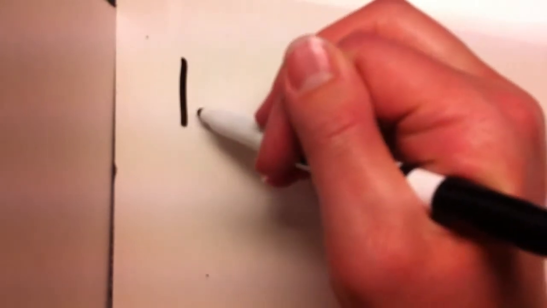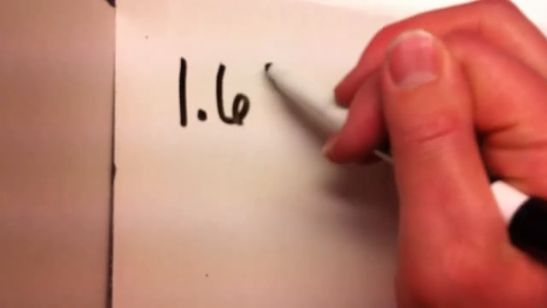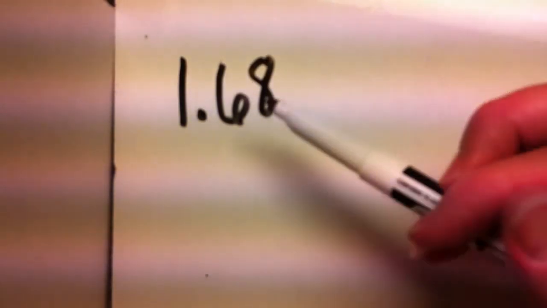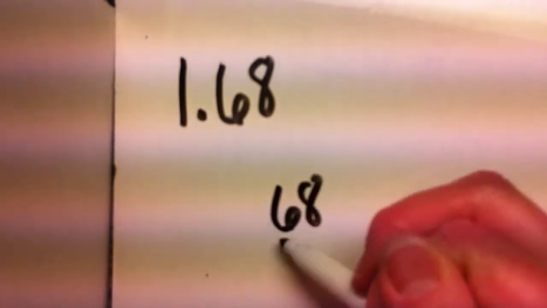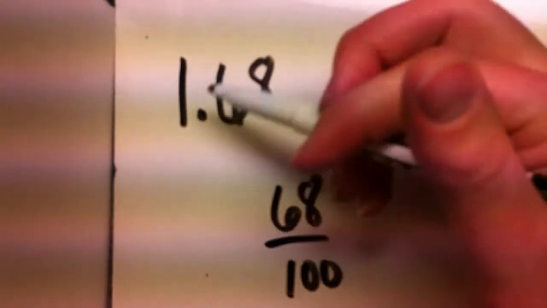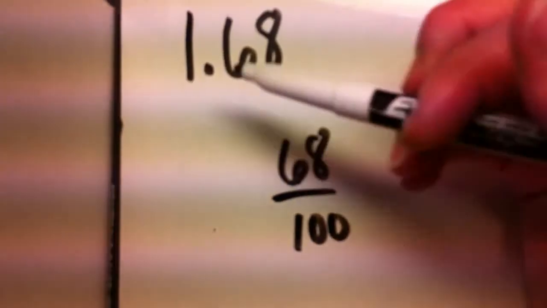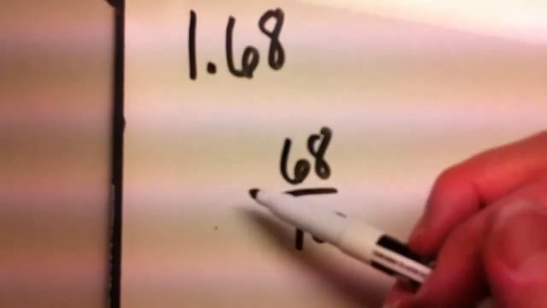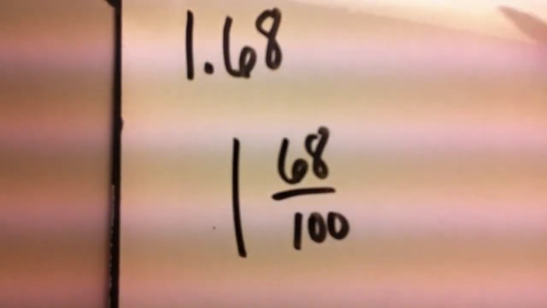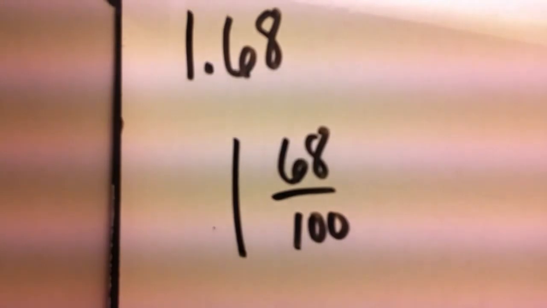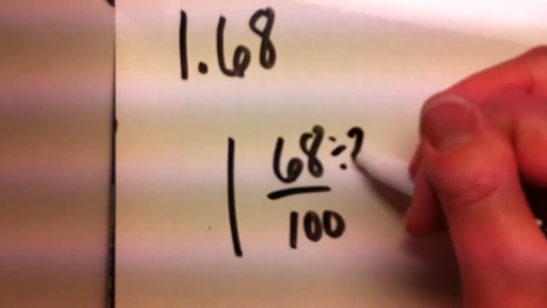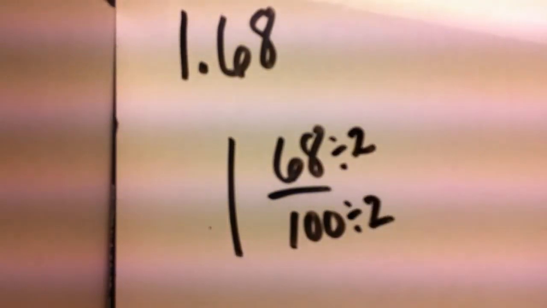Let's do one more. Let's throw in a whole number. So 1 and 68 hundredths, or 1.68. Now, this is 68 hundredths. So that means the fraction part is 68 over 100. But we have to include this whole number. Since this is a 1 before the decimal point, it's going to be a 1 before the fraction. 1 and 68 100ths. Now, I can simplify this fraction because both numbers are even.